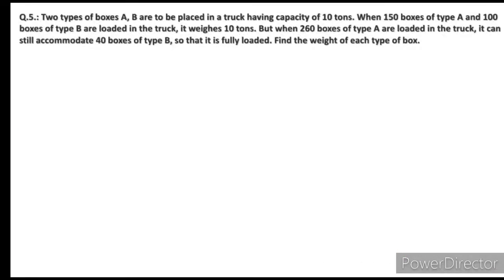Here two types of boxes A and B are to be placed in a truck having capacity of 10 tons. When 150 boxes of type A and 100 boxes of type B are loaded in a truck, it weighs 10 tons. But when 260 boxes of type A are loaded in a truck, it can still accommodate 40 boxes of type B, so that it is fully loaded. Fully loaded means 10 tons. Because the capacity of the truck is 10 tons, you have to find out the weight of each type of box.